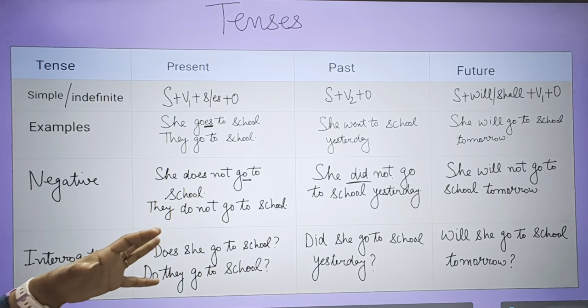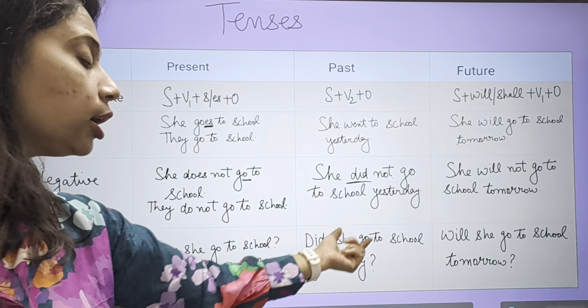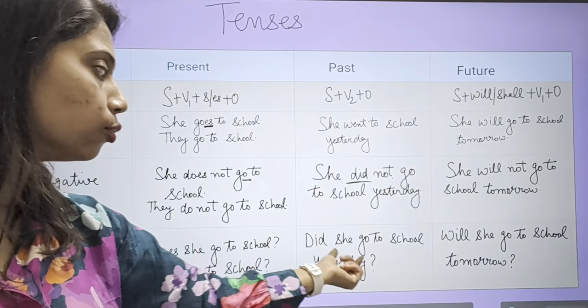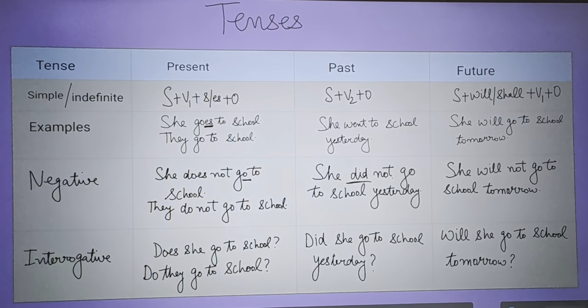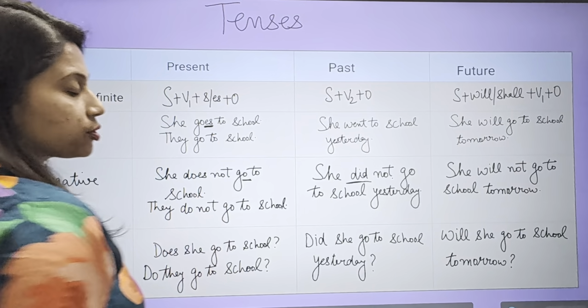So in the same way, when you will change this into question, you will bring did in the beginning, did she? Again, you have to change went into go. Did she go to school yesterday? So you will never use second forms of verb in the same sentence. You have to change one into first form of verb.